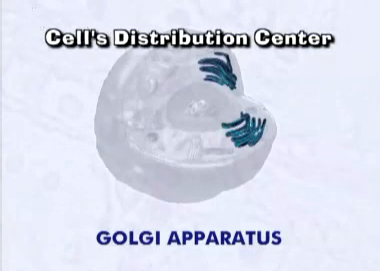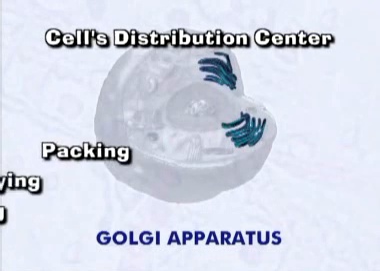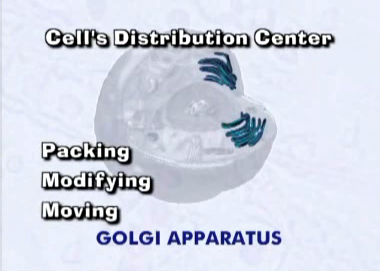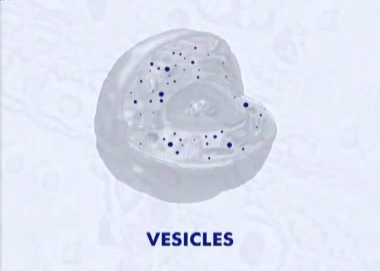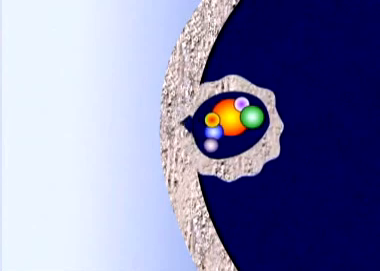As the cell's distribution center, this organelle is in charge of packing, modifying, and moving proteins and other recently made substances from the cell. It basically takes simple molecules, combines them into more complex molecules, then distributes them. These complex molecules are placed into vesicles, which transport their cargo from the Golgi apparatus to various locations, including the cell membrane, where the nutrients can be released from the cell.